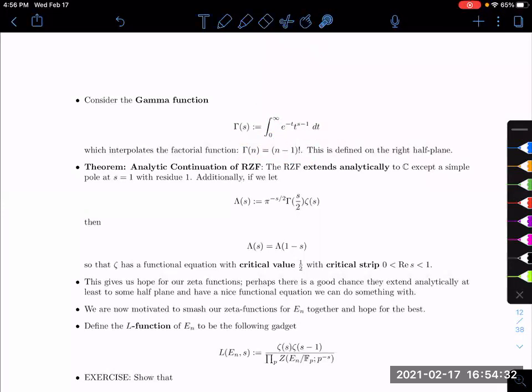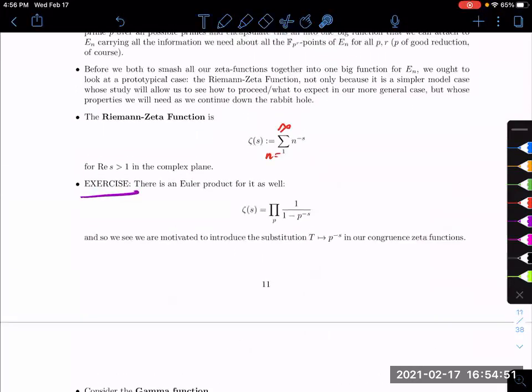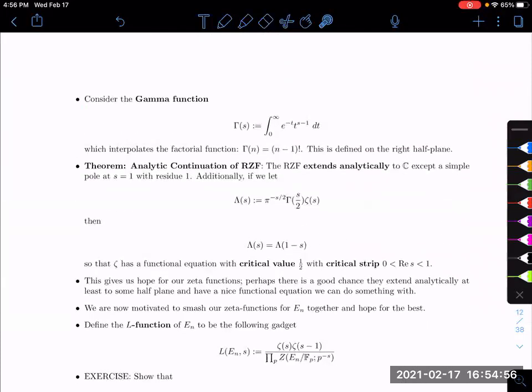Okay. What is the big theorem about the Riemann zeta function that we are going to be relying on? It is the analytic continuation of the Riemann zeta function. Here's what the theorem says. The Riemann zeta function extends analytically to the whole complex plane. Remember, it's only initially defined on the right half plane, to the right of 1. But you can extend it to an analytic function on all of the complex numbers, except you are going to pick up a simple pole at s equals 1 with residue 1. Okay, no one cares.